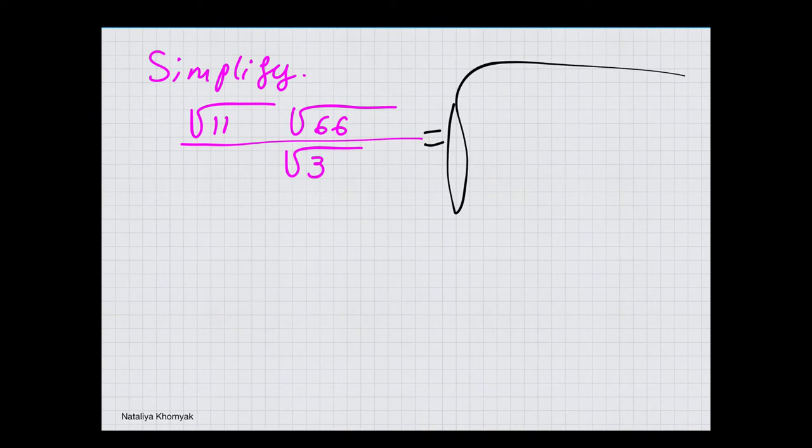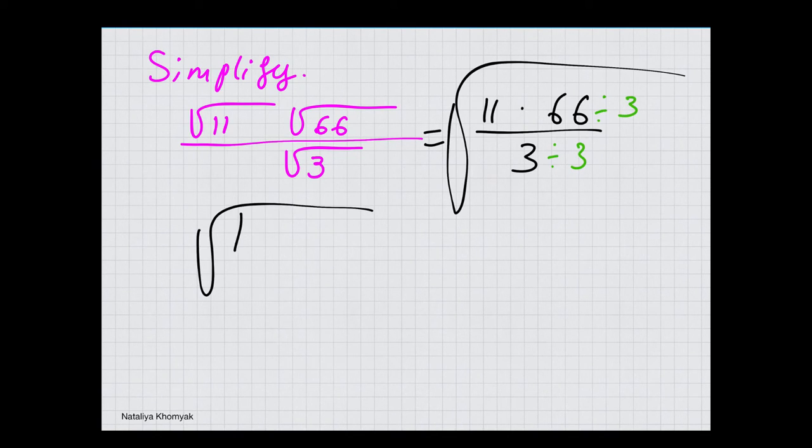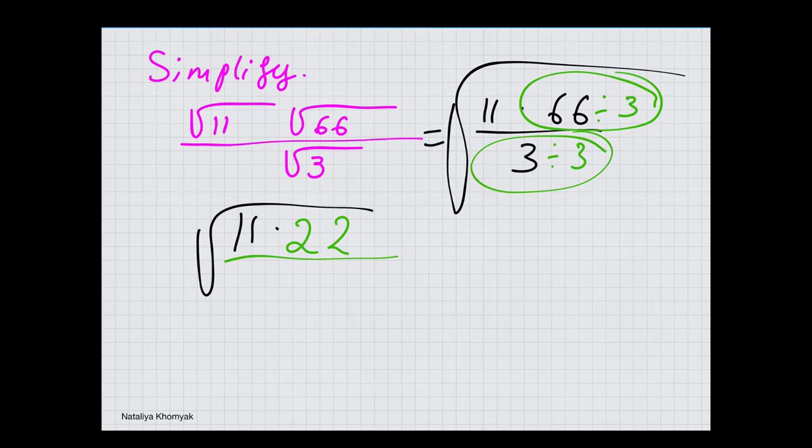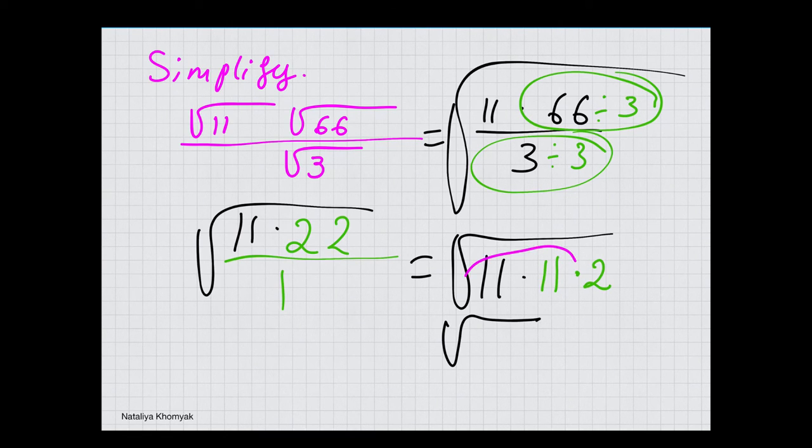Here we have square root of 11 times 66 over 3. We can reduce top and bottom by 3, so we get radical 11 times 66 divided by 3 is 22 over 3 divided by 3 is 1. So this becomes square root of 11 times, I can say 22 is 11 times 2. So now we have square root 11 times 11 is 11 to the second times square root of 2.